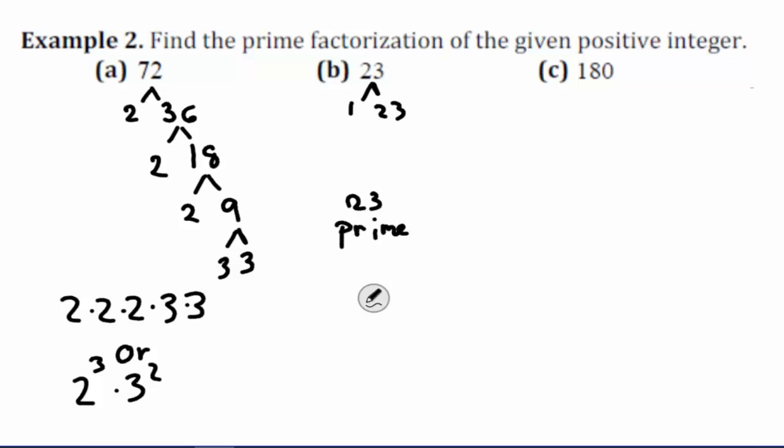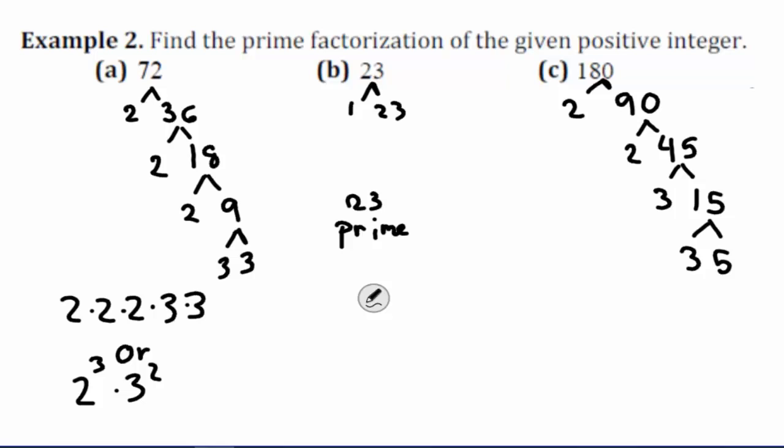So now 180. Again, same thing, it's even. So let's just keep dividing by 2 as long as we can. 2 times 90. 90 is even, divided by 2. 2 and 45. Now right here, I know that the 45 is divisible by 3. So we should move up to a 3 and do 3 times 15. And 15 we can do 3 times 5. So now we can write our prime factorization out.